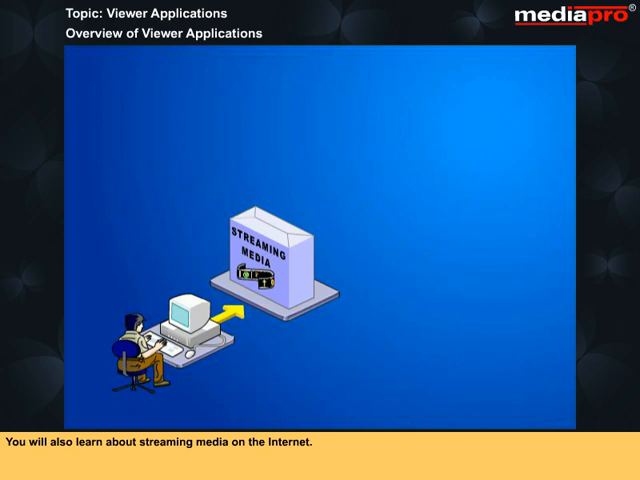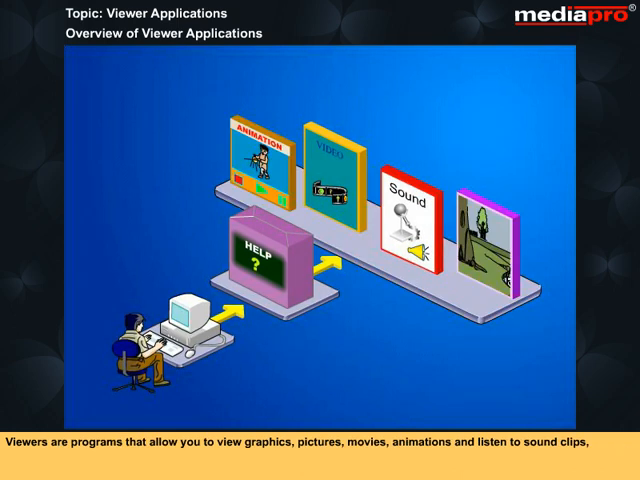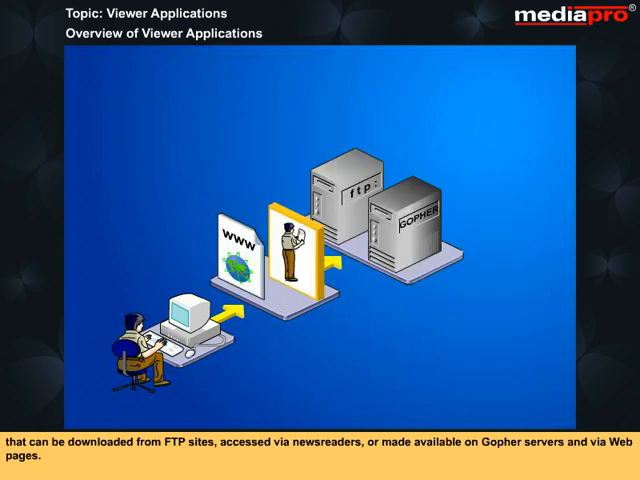You will also learn about streaming media on the internet. Viewer applications, also commonly referred to as helper applications, play a role in enabling you to take advantage of the various media types or file formats available on the World Wide Web. Viewers are programs that allow you to view graphics, pictures, movies, animations, and listen to sound clips that can be downloaded from FTP sites, accessed via newsreaders, or made available on Gopher servers and via web pages.